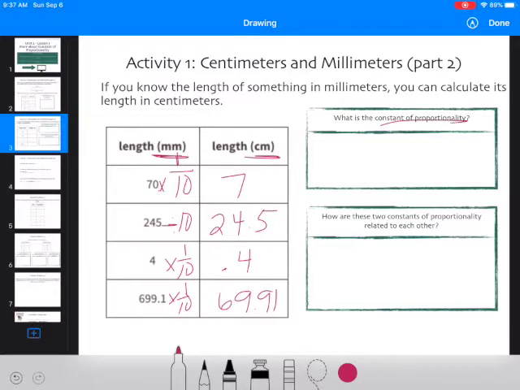So what is the constant of proportionality? 1/10, because 1 millimeter is 1/10 of a centimeter. How are these two constants of proportionality related to each other? So the first one was 10 and the second one was 1/10. So they are reciprocals.